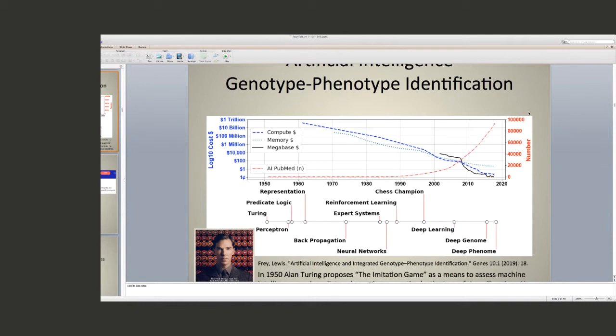So to me, all of that data, together with improved computational power, is a perfect area for the application of artificial intelligence. This is a paper on artificial intelligence and integrated genotype-phenotype identification. Alan Turing is one of the fathers of computer science, played by Cumberbatch, if you remember the movie The Imitation Game.